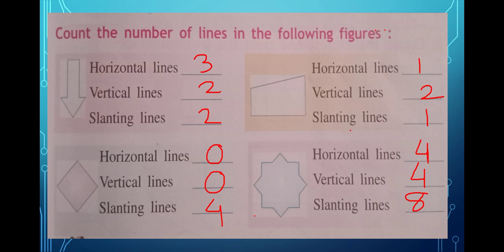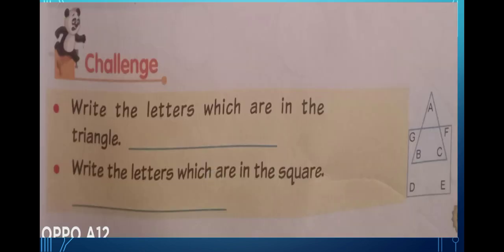Okay. Now on the same page there is another question, that is the challenge round. Can you see there? That one also you will be writing in the book itself. So this is also very interesting and important. Write the letters which are in the triangle. See, what are the two figures you can see? You can see that there is a triangle and this one is a rectangle, isn't it? And half of the triangle is inside the rectangle.